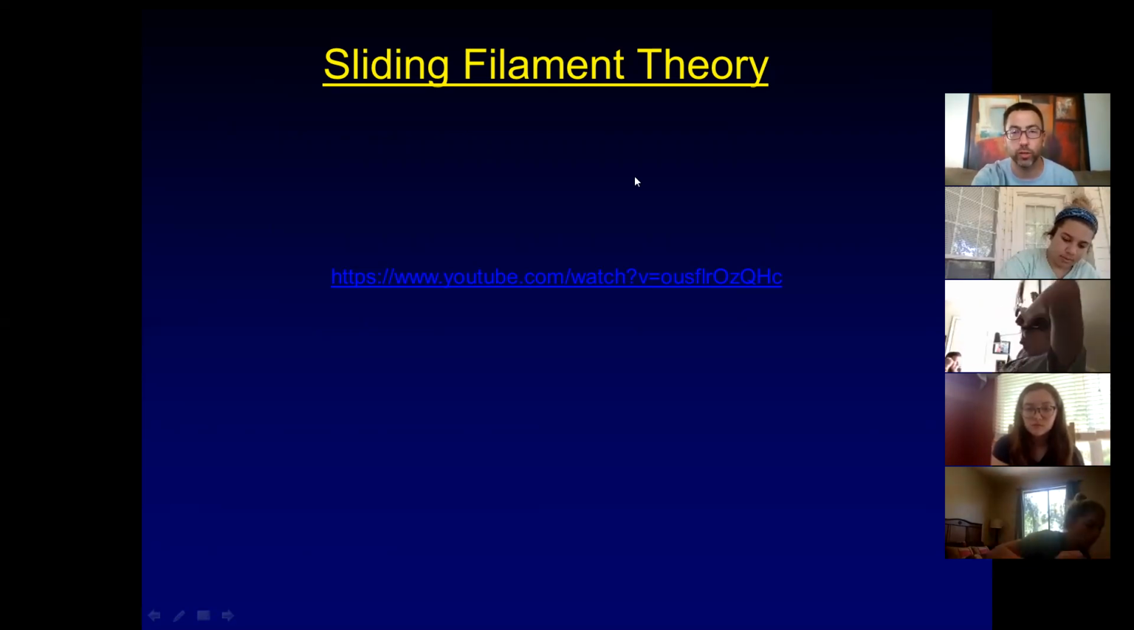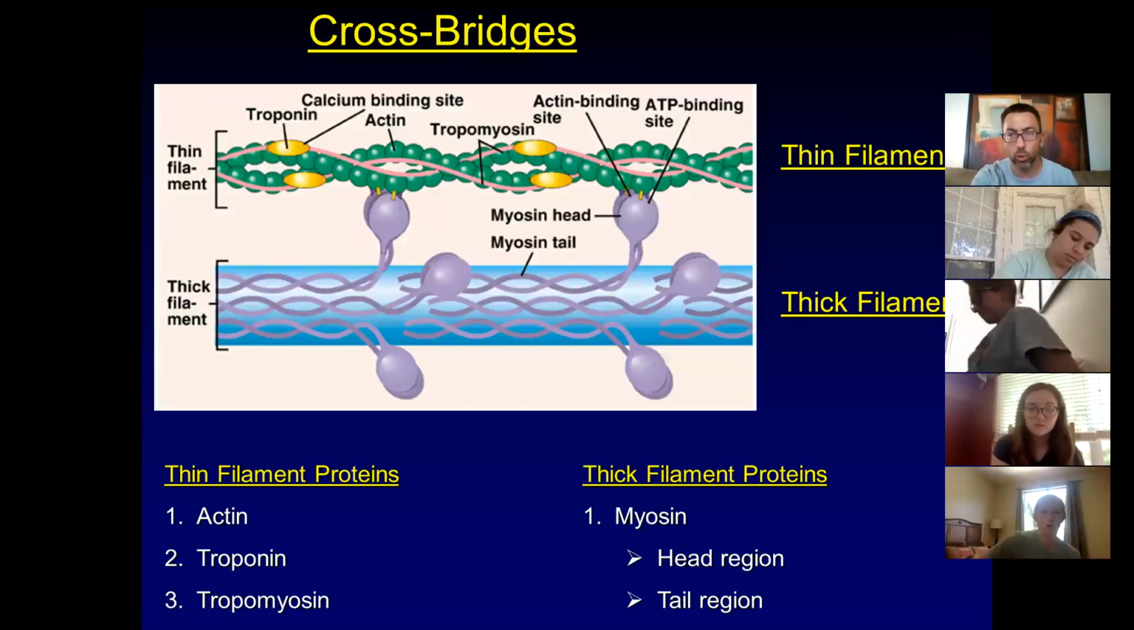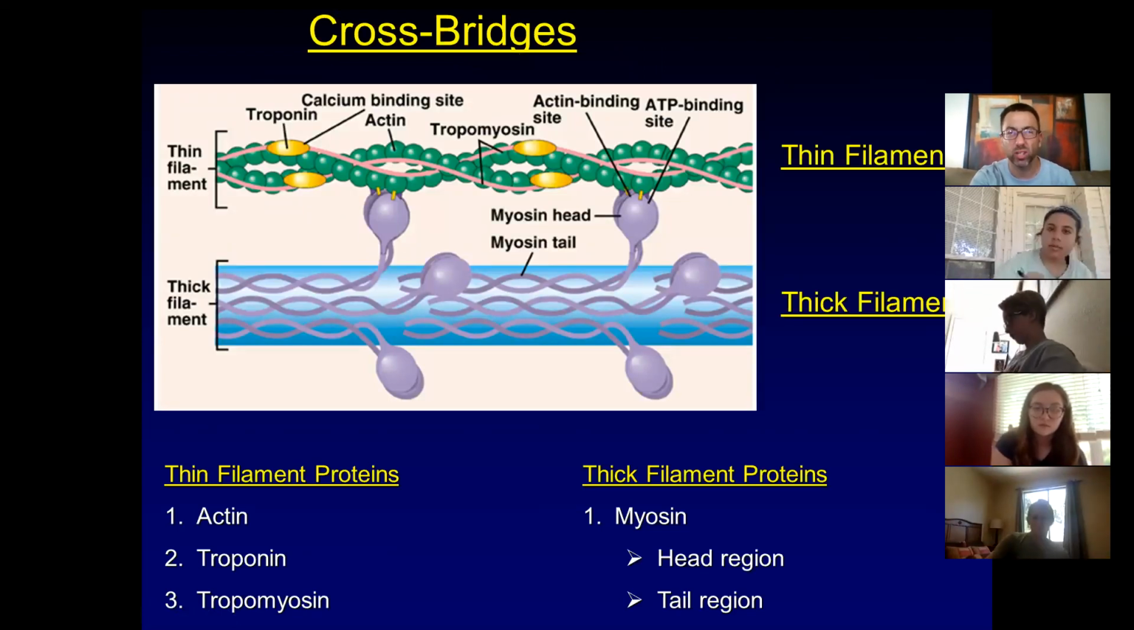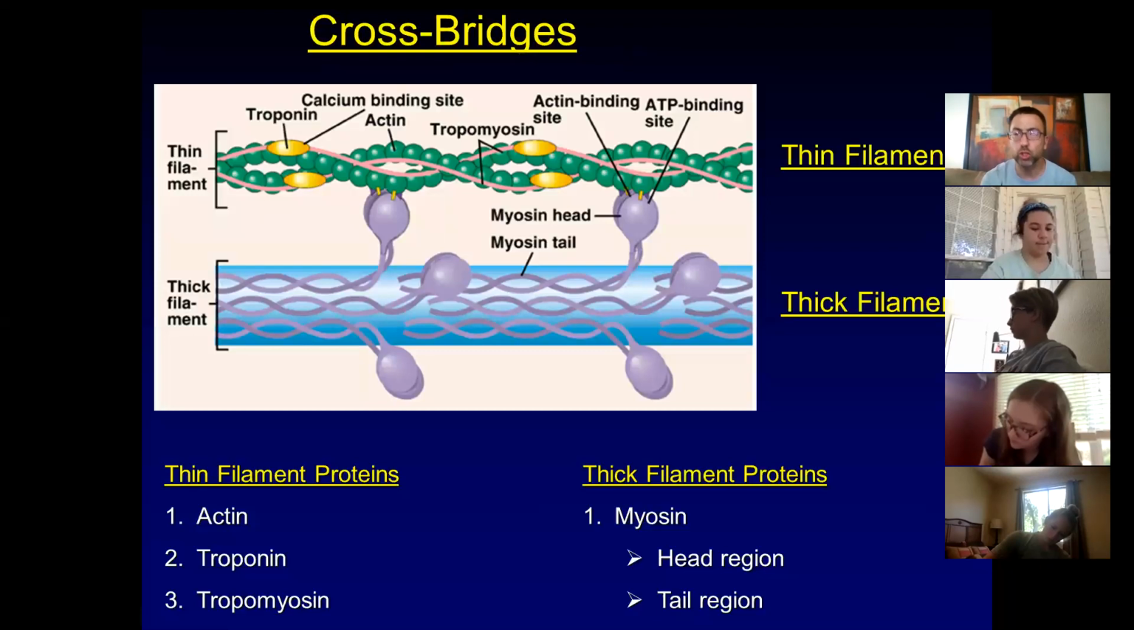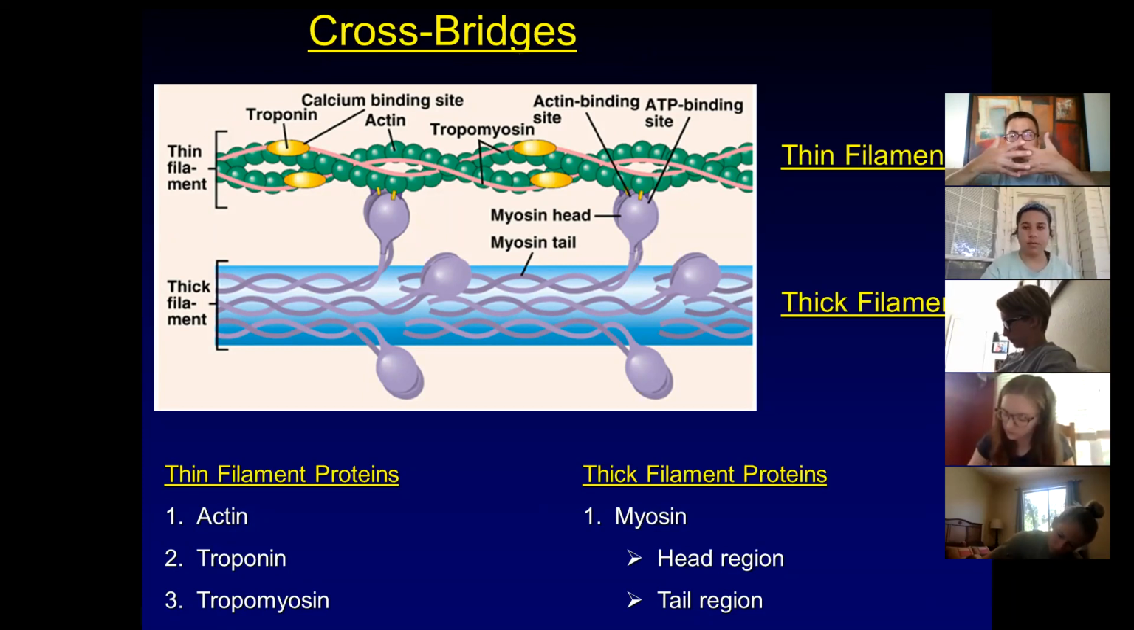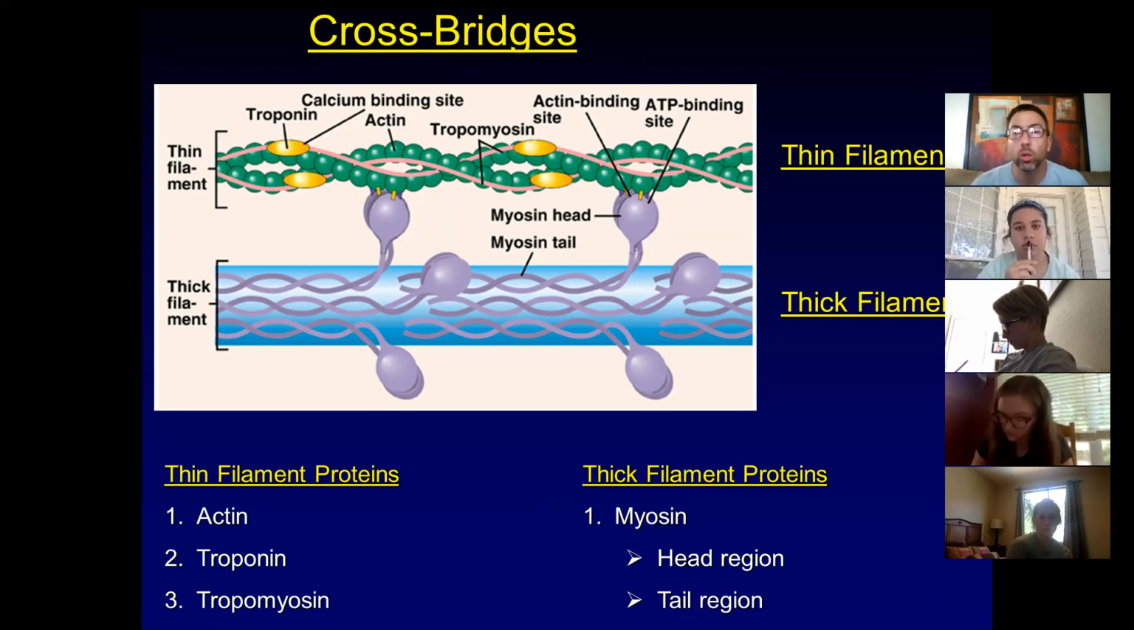So this is here. You can watch this video. I'm not going to show it. I'm just going to talk our way through this relatively quickly. But the general idea of the sliding filament theory of contraction is that we have actin filaments and myosin filaments, and when a muscle contracts, those filaments slide past each other. Specifically, the actin filaments are going to slide towards each other and then slide past each other as the muscle shortens and shortens.